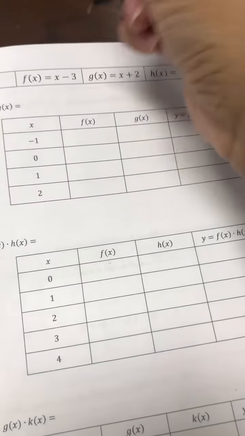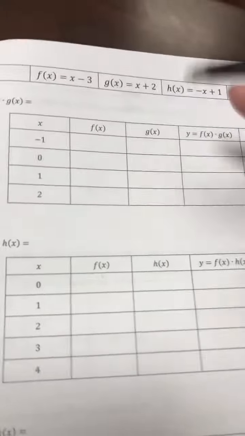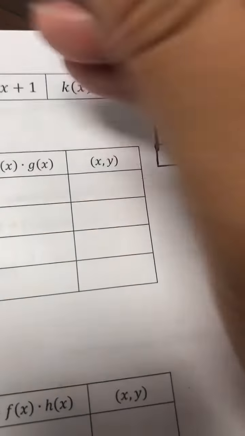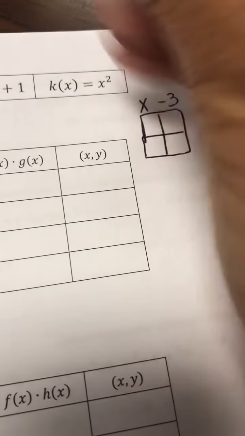All right, so here on this page, you'll get to do your own practice. So I'll let you do your own practice here. I just wanted to show you how we would do this here on this page. All right, so we have x minus 3, x plus 2, negative x plus 1, and x squared, just like we had before. So if we were to multiply them, we can multiply them by the box method. So this is talking about f times g of x. So f is x minus 3, g is x plus 2.